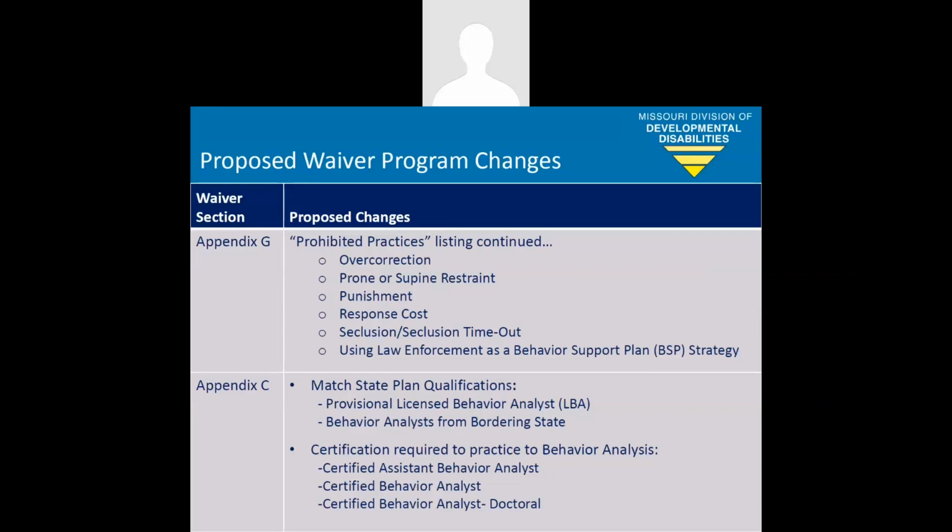Separate from those plan qualifications, we've taken a look at and decided that certification required to practice behavior analysis in the state of Missouri will require a certification as an assistant behavior analyst, certification as a behavior analyst, or certification as a doctoral level behavior analyst. This change indicates that individuals who are not licensed or provisionally licensed in the state of Missouri in applied behavior analysis are not permitted to provide behavior analytic services. And the change includes psychologists, counselors, and social workers, as well as QDDPs.